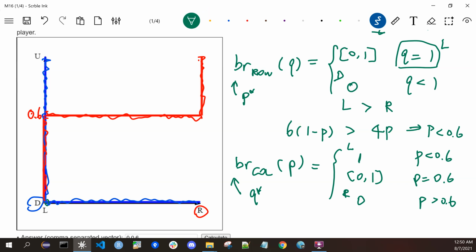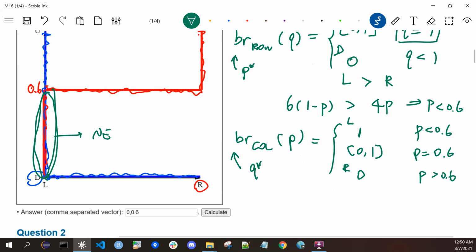And by definition, the Nash equilibria are just the points where we have mutual best responses. So P is the best response to Q, and Q is the best response to P. So that's this region highlighted by green. And that will be the Nash equilibria, and it corresponds to P from 0 to 0.6. That's why the answer is 0 to 0.6.